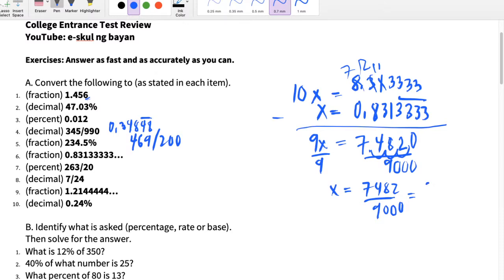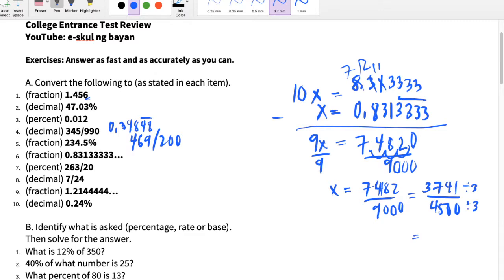We will have 3,741 over 4,500. Is this correct? And then, okay, divisible ba sila by 2? Hindi. How about 3? Kasi yung 4,500 divisible din by 3. 4 plus 5 is equal to 9. Let's check this one. 3 plus 7 plus 4 plus 1, that's equal to 15. So, ibig sabihin itong nasa taas, divisible din by 3. Let's divide both by 3.